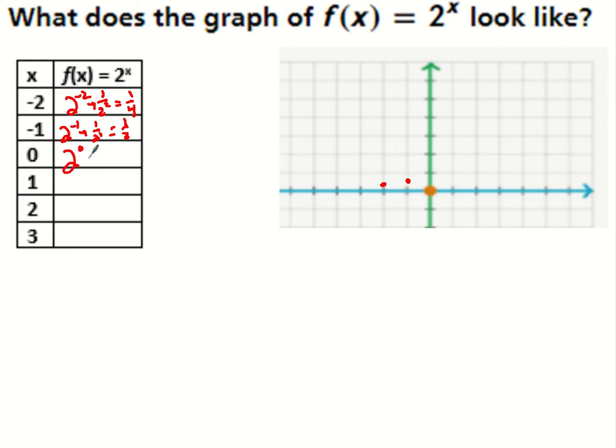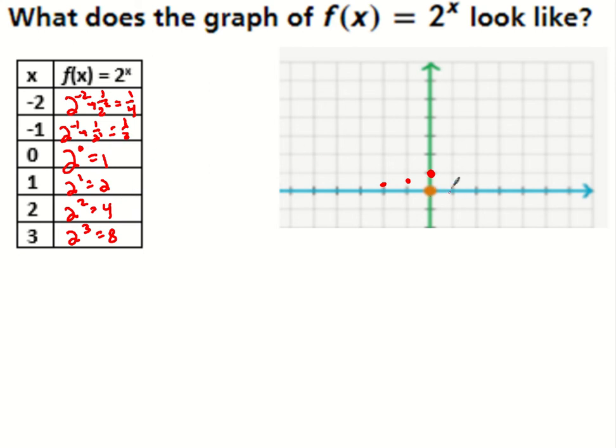2 raised to the power of 0, we know that's 1, so that was easy, because anything raised to the power of 0 is 1. So when x is 0, my y is 1. 2 raised to the power of 1, well, that's 2. 2 raised to the power of 2, that's 4. And 2 raised to the power of 3, that's 8, because I'm multiplying by 2 each time. So let's graph those points.